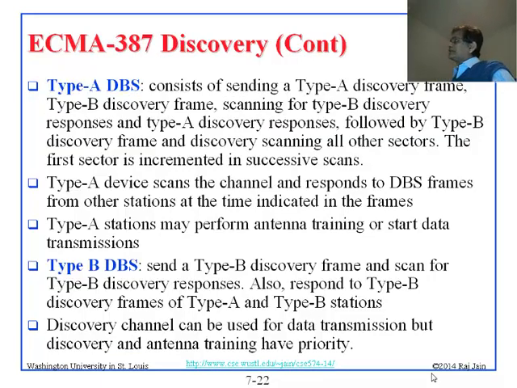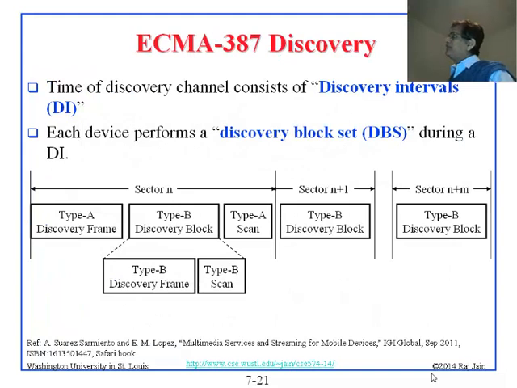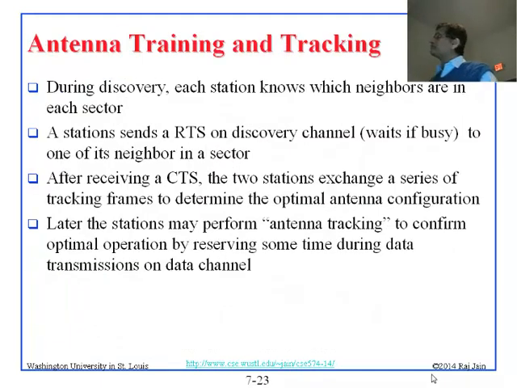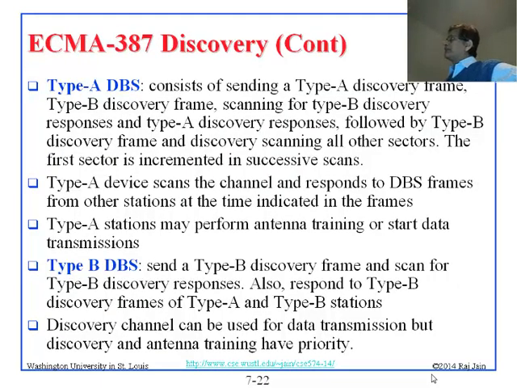And the type B DBS: now type B stations send the type B discovery frame and scan for the type B discovery responses, and also respond to type B discovery frames of type A and type B stations. So type B will respond to this one, as well as if it was a station of type B, then only these ones will be there. So whenever it hears type B, it just responds, period. The discovery channel can be used for data transmission, but discovery and antenna training have priority. If anybody wants to do antenna training or discovery, they have priority over data transmission. You could just decide that you want to transmit the data, but if somebody comes and says, oh, I want to do discovery, then they have priority.